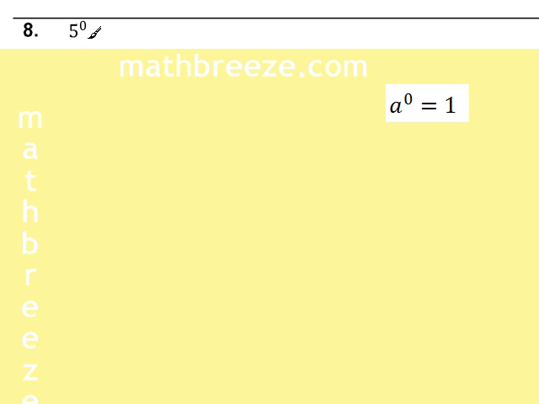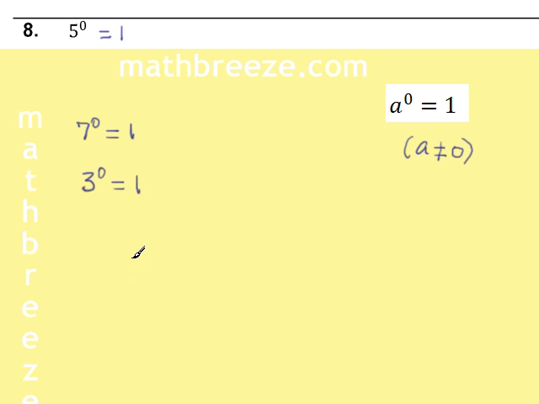Here we have the expression 5 to the exponent 0, and we're going to use this rule that says that anything to the exponent 0 is equal to 1. And that's true actually as long as a is not equal to 0. 0 to the 0 is undefined. So just by this rule, 5 to the 0 is equal to 1. Anything to the 0 is equal to 1. 7 to the 0 is equal to 1. 3 to the 0 is equal to 1.